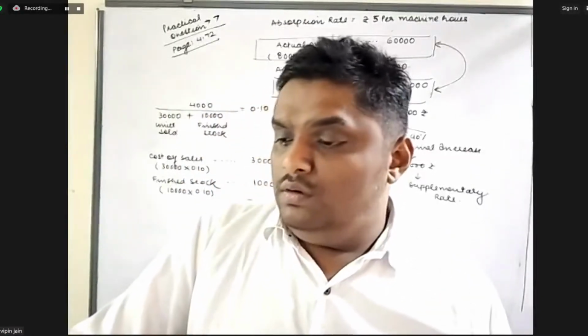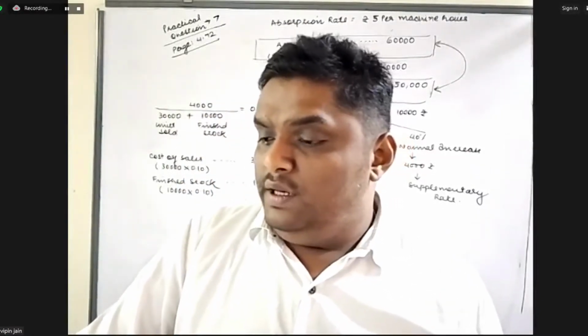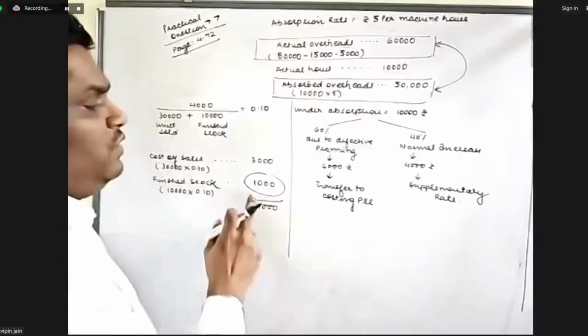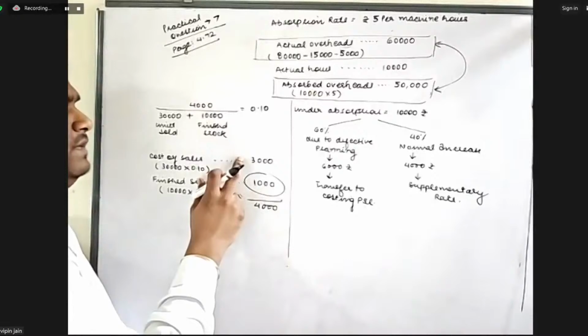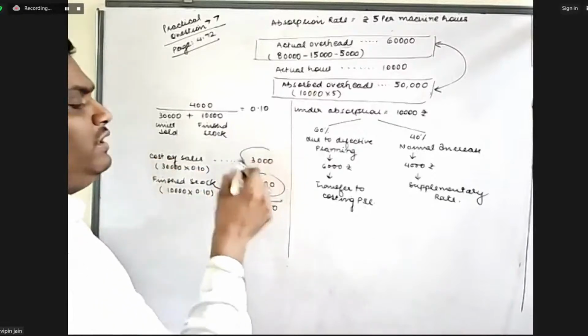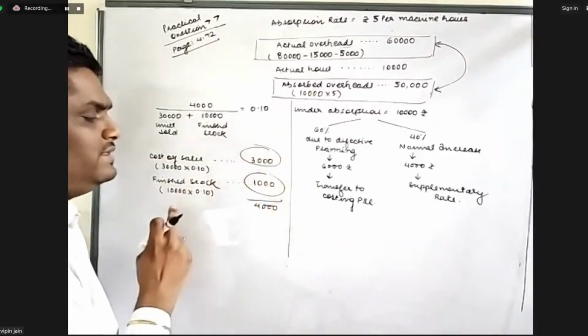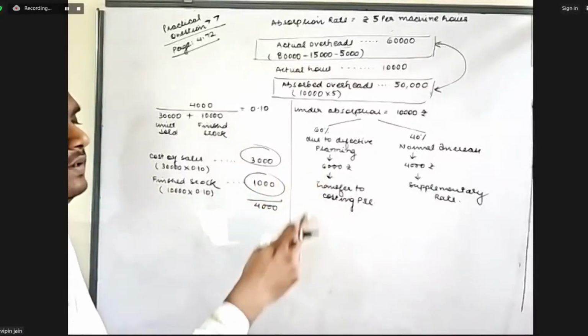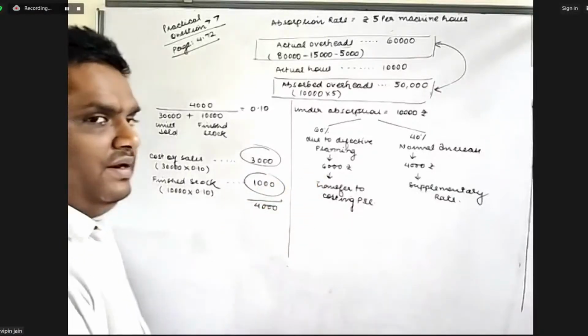So, the remaining 1,000 will be added to the cost of finished stock. This will be transferred to costing P&L. See, in short, 3,000 will be added to cost of sales, 1,000 will be added to the cost of stock, and 6,000 will be directly transferred to costing P&L.